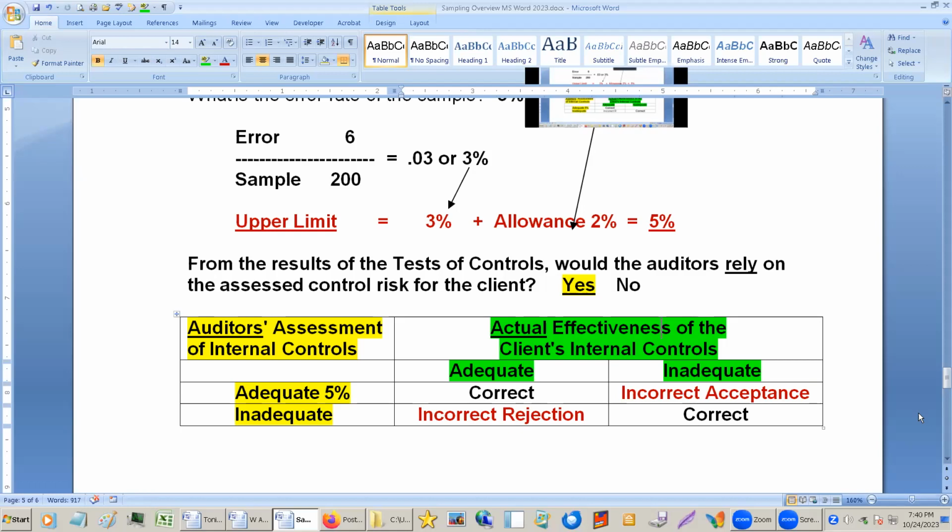Is it more dangerous to, okay, let's take the first one we did, incorrect rejection. We say, okay, these controls aren't very good. We're going to have to do something else. We're going to have to just do a bunch more testing of the dollar amounts. Or is this one more dangerous, that we think everything is okay when it's not? So which one is the more dangerous of the two, the incorrect acceptance or the incorrect rejection?